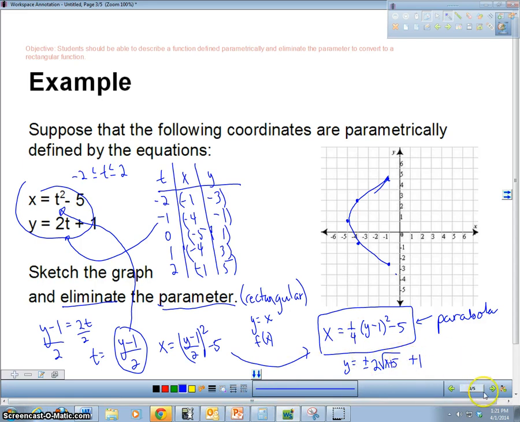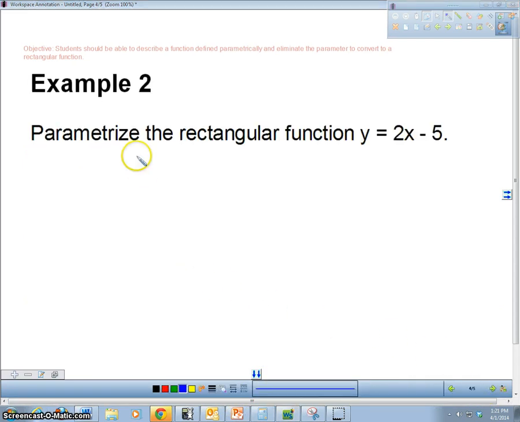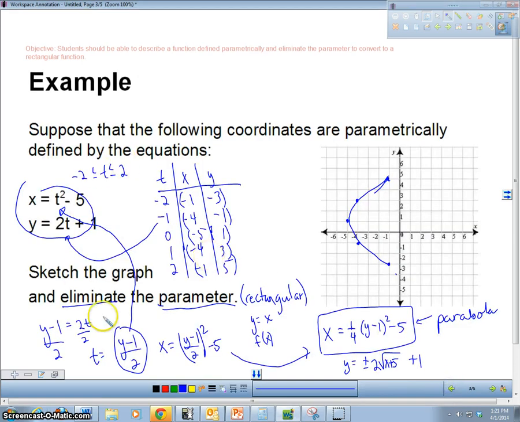Let's take a look at another example. Parameterize the rectangular function y equals 2x minus 5. Oh, you know what? Before we do that, let me go back real quick. And I just want to kind of sum this up. So when we graph it, we're going to plug in values of t, find our x and y coordinates, plot those points, connect them, and that's our graph. To eliminate the parameter, we solve for t in one of them, then use substitution to find them in x and y. So that's summarizing that one.